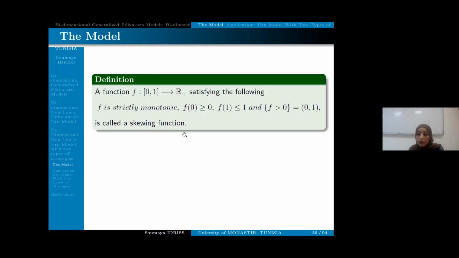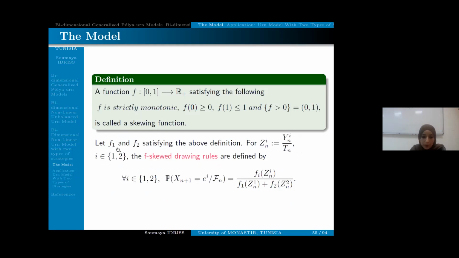So we give the new definition. A function f is called a skewing function if it satisfies these new conditions. Henceforth, we let f1 and f2 be functions that satisfy the above definition. The f-skewed drawing rules are given by these two rules that depend on the type of the ball drawn.